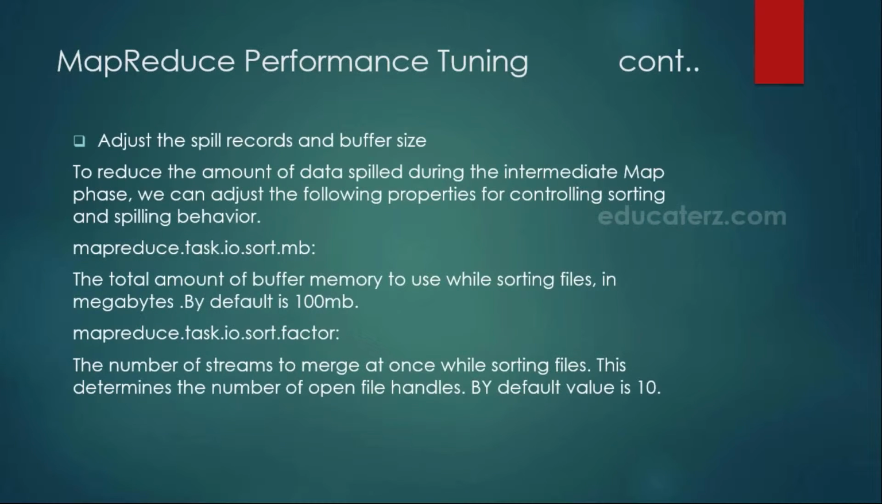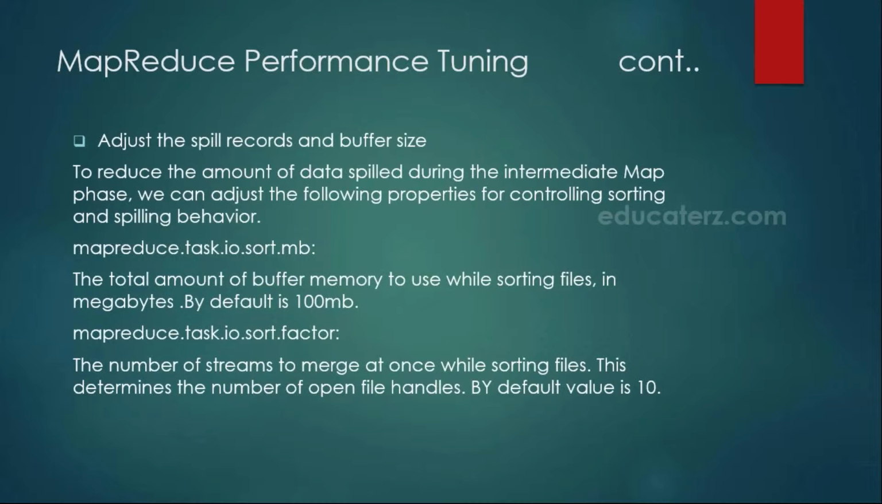We also have other parameters for adjusting the spill records and the buffer size. What this means is that whenever you execute your MapReduce job, you will get a lot of intermediate mapper output results. These results are temporarily stored on the disk.